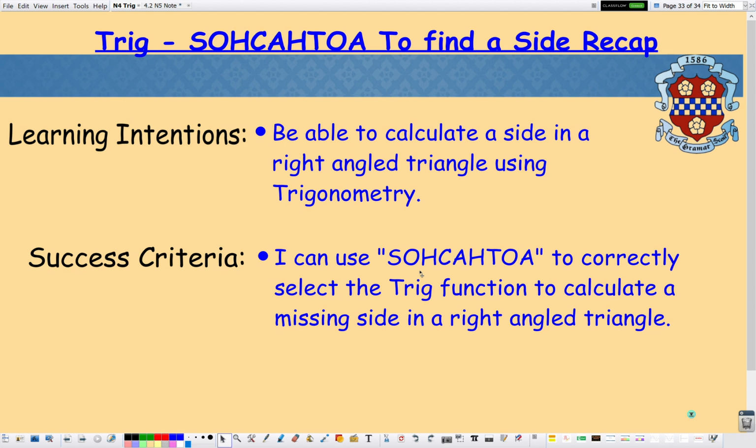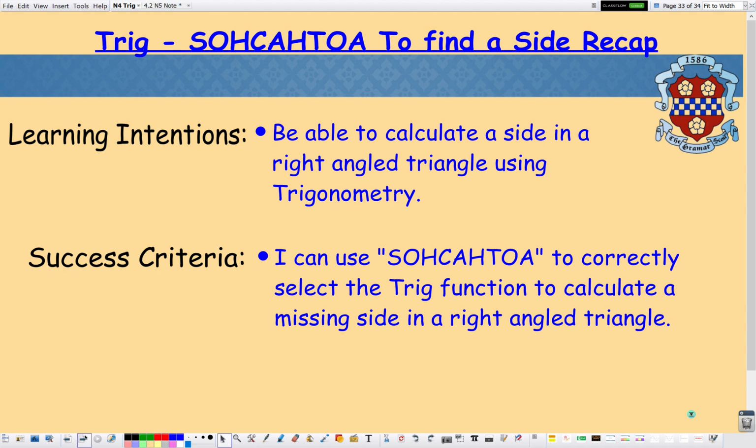So what we're going to do is basically recap using SOHCAHTOA to find a side in these triangles. Remember, this is what we worked on. We spent quite a bit of time on this before the holidays, and we are going to just do a little today, a couple of days, probably tomorrow as well, just recapping how to do this before moving on to the next bit on Thursday.